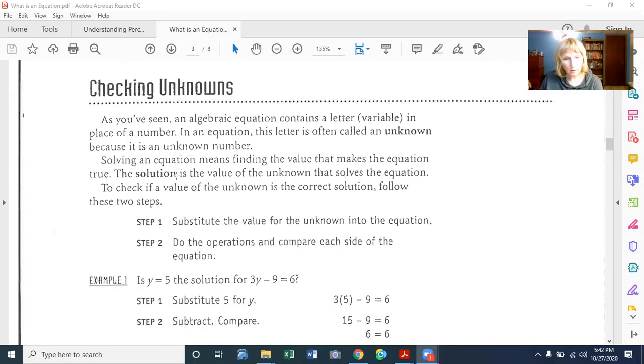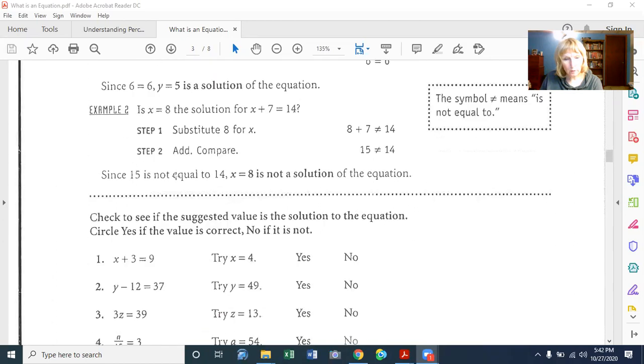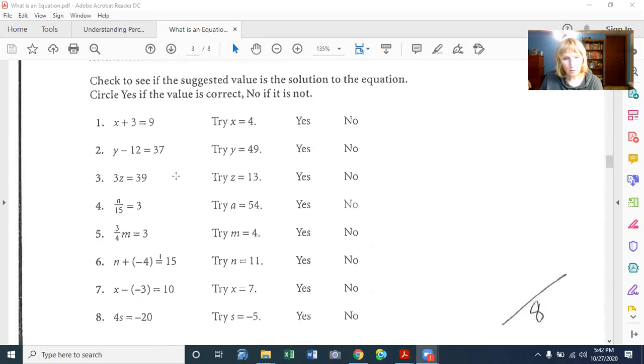Okay, let's go on to checking unknowns. So they want us to try the number for x in the problem. So instead of x, we're going to put the number they tell us here. So we're going to put a 4 there instead of the x, and then we're going to add. So 4 plus 3 is equal to, well, they say 9, but it's not, right? So that's not true. It's equal to 7, right? So we would circle no, that is not true.